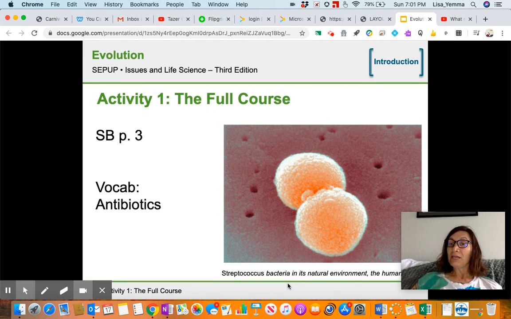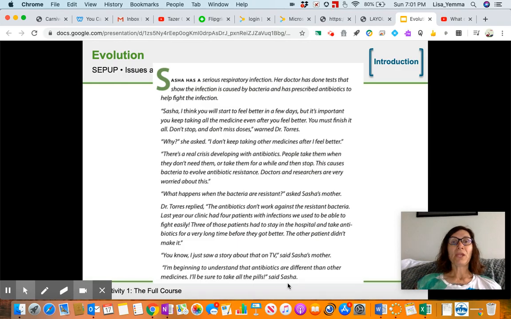The bacteria that cause sicknesses are completely different from the viruses that cause sicknesses. So viral infection, bacterial infection, there you go.